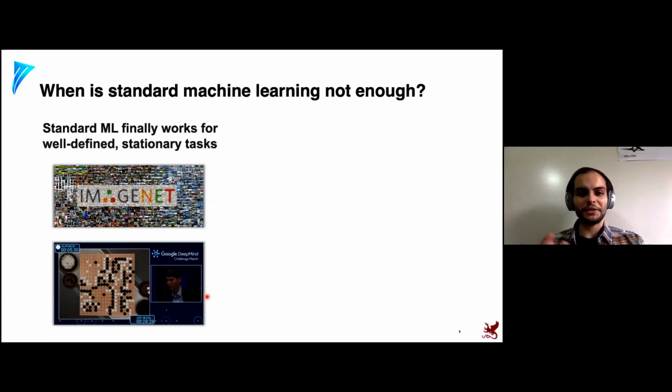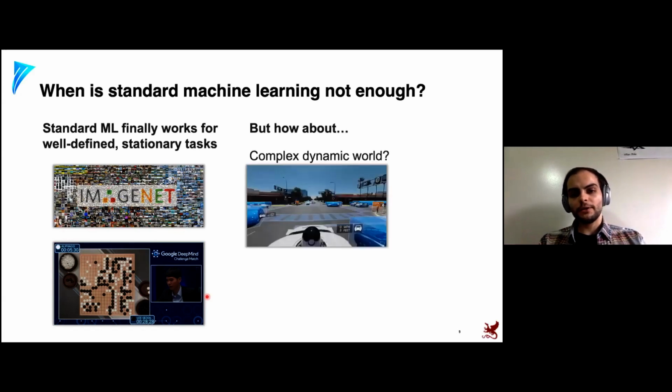So the images in ImageNet are not changing, the conditions are not changing. Once we've got a model that is performing well on a subset of the data from ImageNet, we have confidence that it will perform well on the test set. Similarly, the game of Go is stationary in the sense that the rules are not changing, and once you master the game, you can keep playing at this super grandmaster level, right? But how about a complex dynamic world?